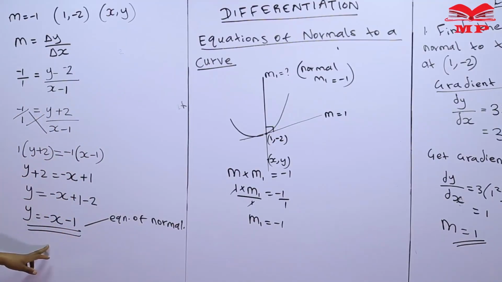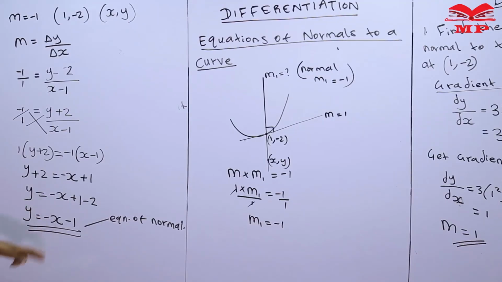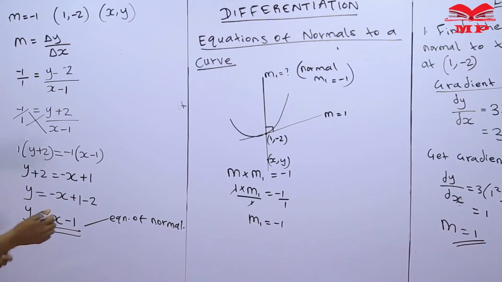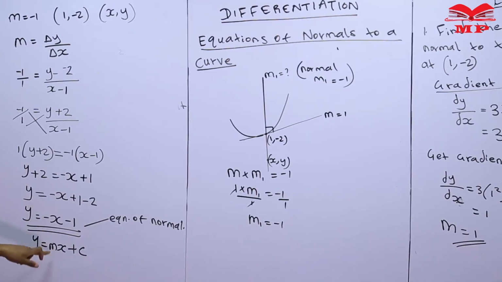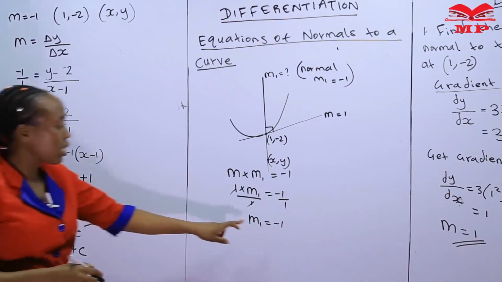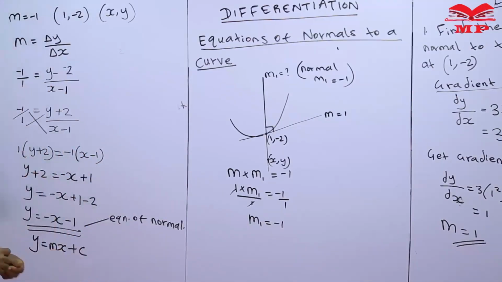As we have seen, the normal is a straight line. Therefore, we also expect the answer to be an equation of a straight line, which is of the general form y is equal to mx plus c. And we can see clearly that our gradient is -1. So this is the equation of the normal.